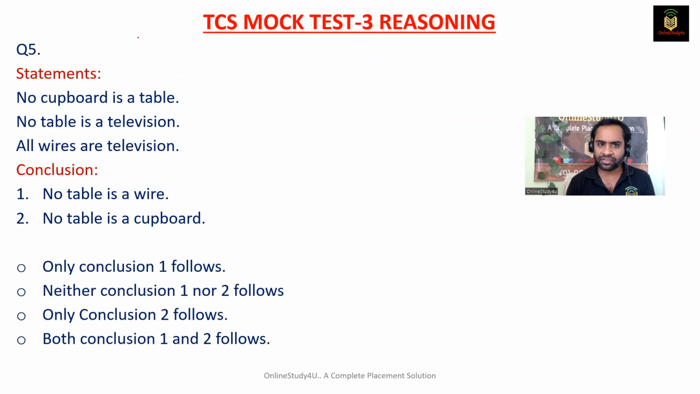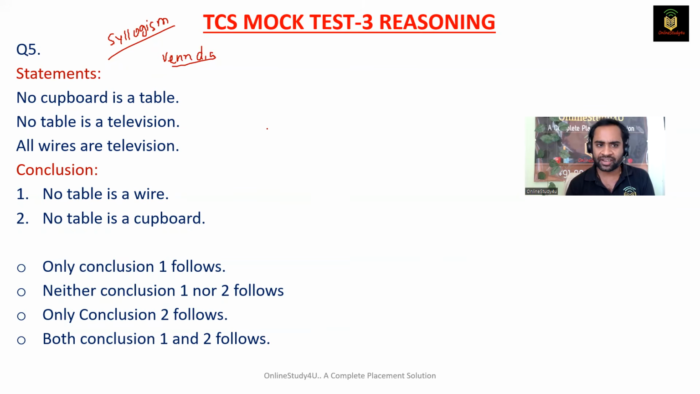Now, syllogism is a very important topic if we talk about the reasoning in the TCS examination or any exam. Even if we talk about Infosys, even if we talk about Wipro, any exam you talk. So syllogism is one of the very important topics. Now let us try to make the Venn diagram here.